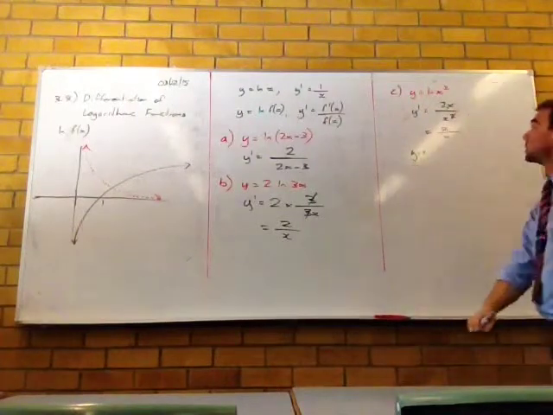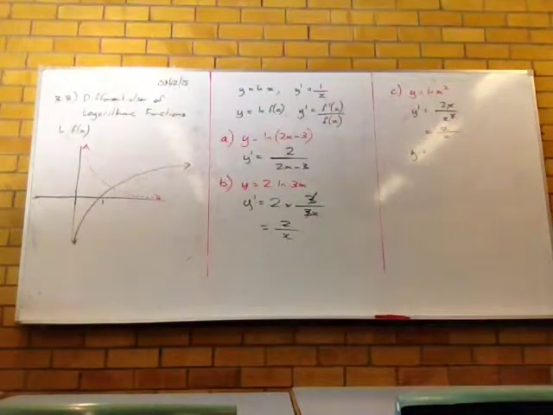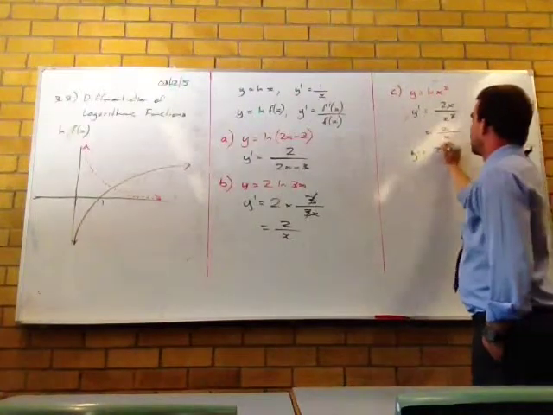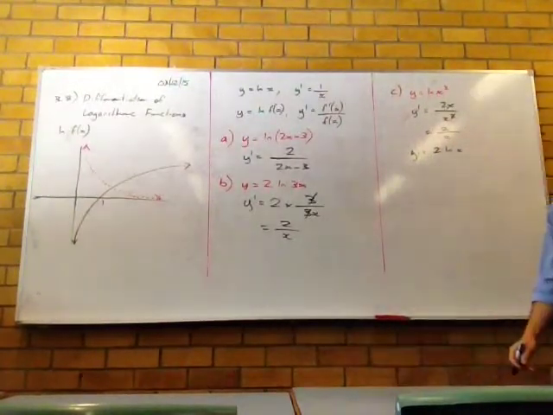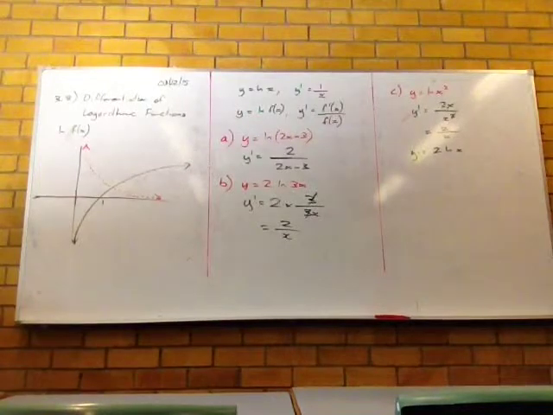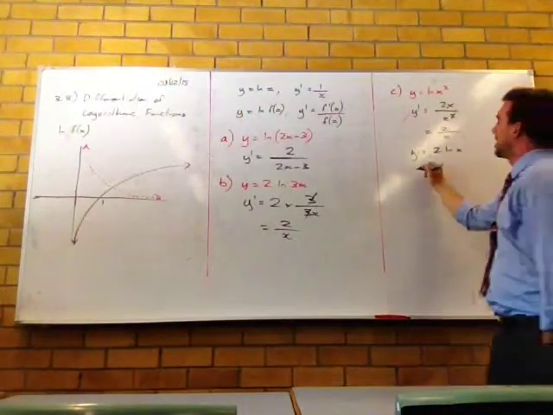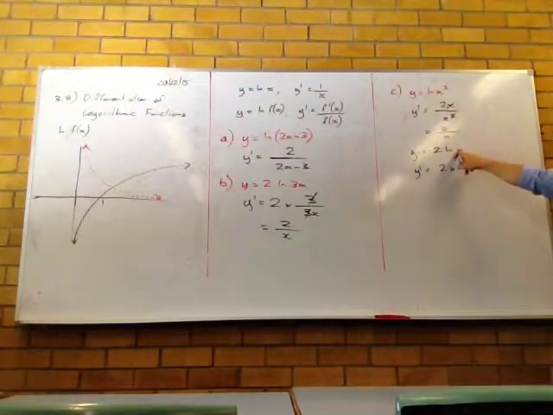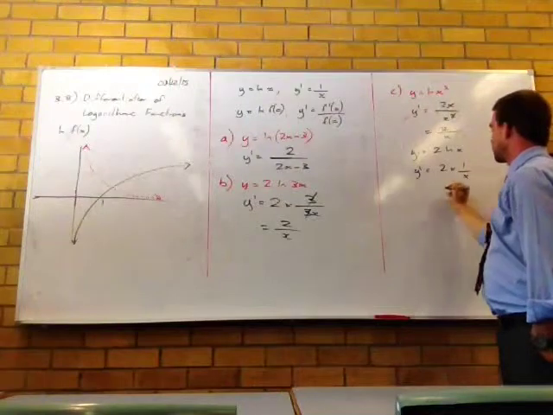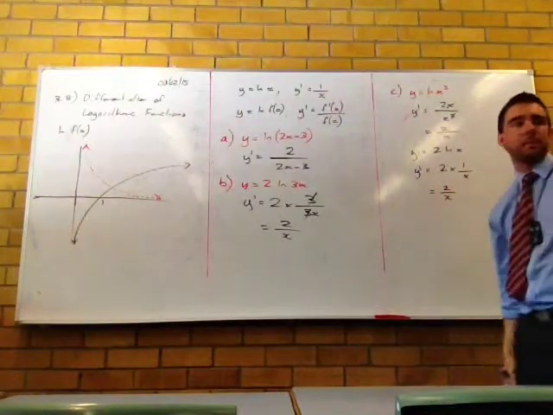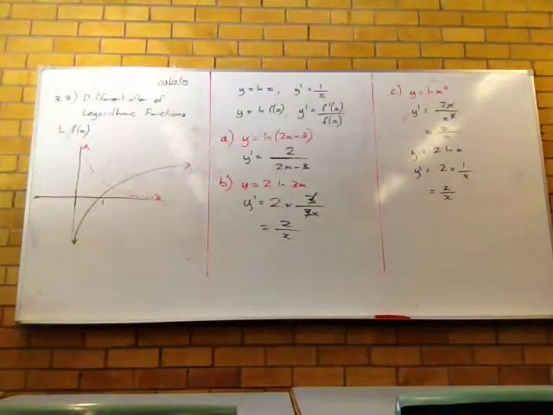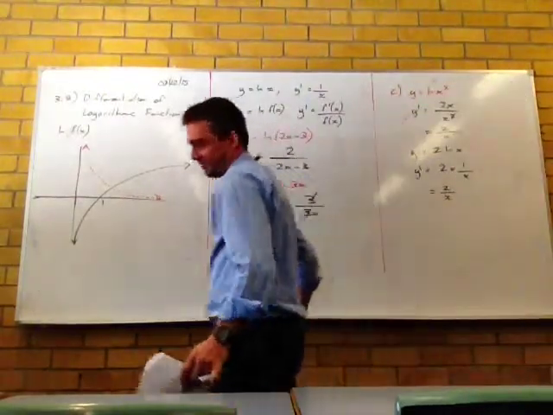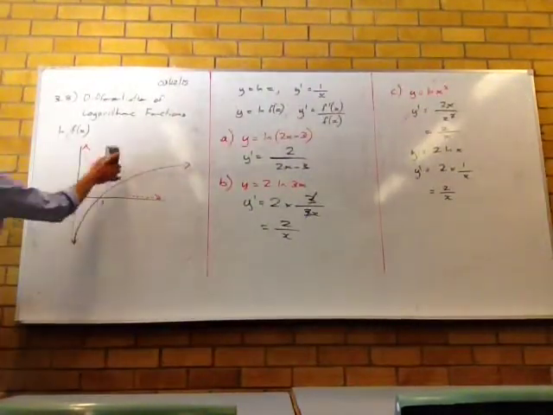What's the other way I can differentiate? Well, before I do that, what's another way I can write that? 2 times the natural log of x. Bring your power down, like we did with the exponential. So y dash is going to be 2 times 1 on x, which is 2 over x.